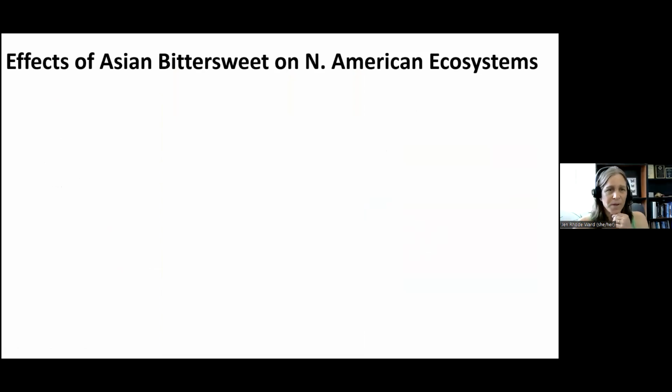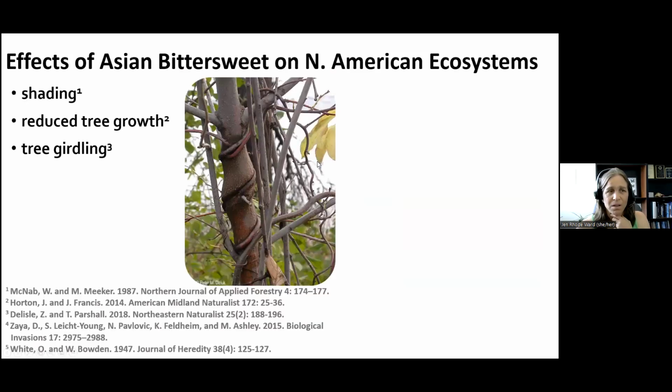So Asian bittersweet, you might know, is a pain in the neck to eradicate, and it does not-so-great things to North American ecosystems, including shading. These woody vines climb up trees and close off the canopy, which is really bad, especially for understory herbs. Native herbs that are used to a dappled canopy have a hard time growing under Asian bittersweet.